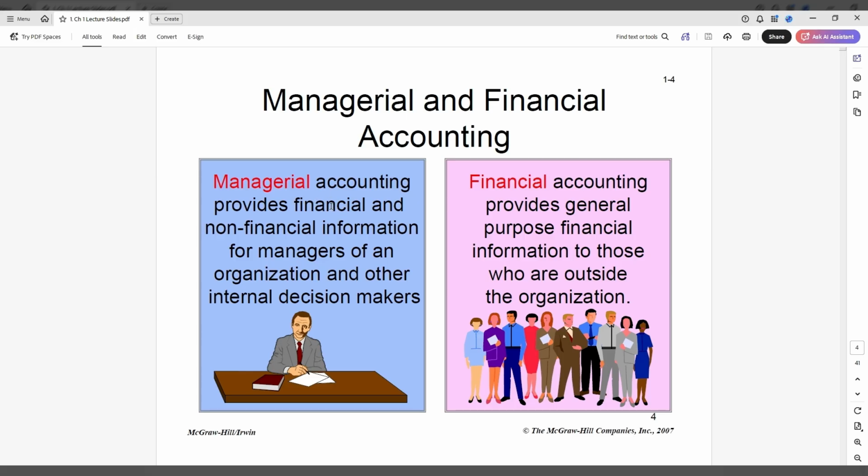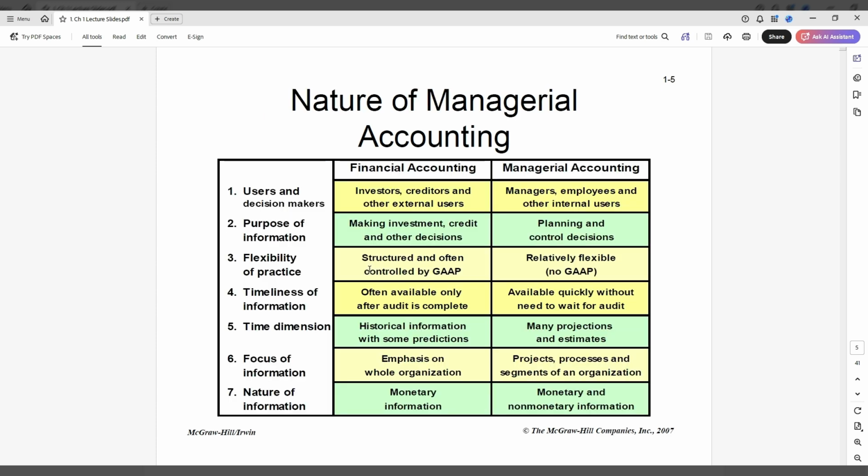There can be metrics related to factory performance or just general goals that an organization has that we want to track as managers. So managers of an organization, other internal decision makers. So for our notes question 1 that asks who uses managerial accounting information, we can say internal users such as managers, executives, and supervisors.